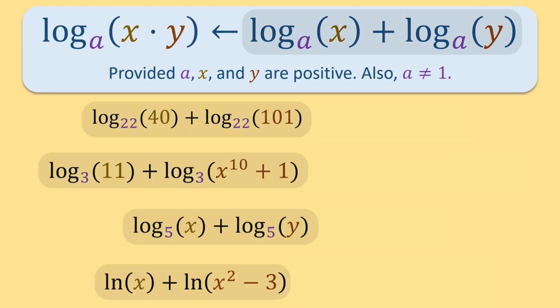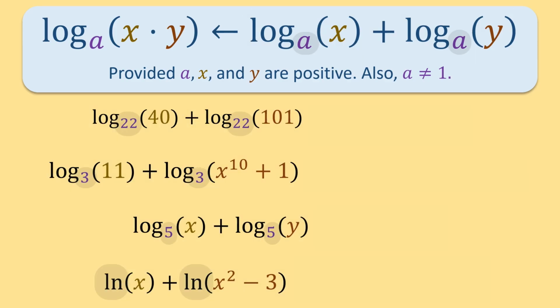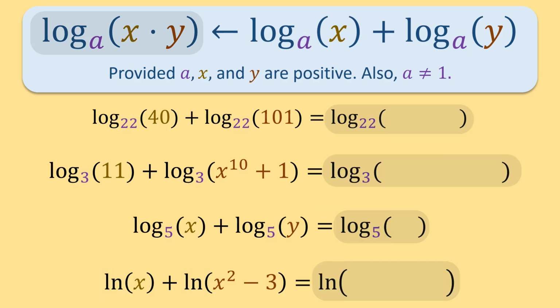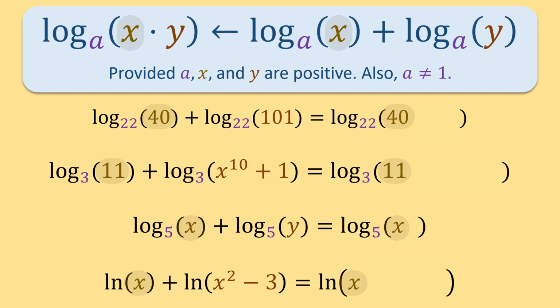Any sum of two logarithms with a matching positive base that is not equal to 1 can be rewritten as a single logarithm with the same base containing the product of the terms within the two logarithms.